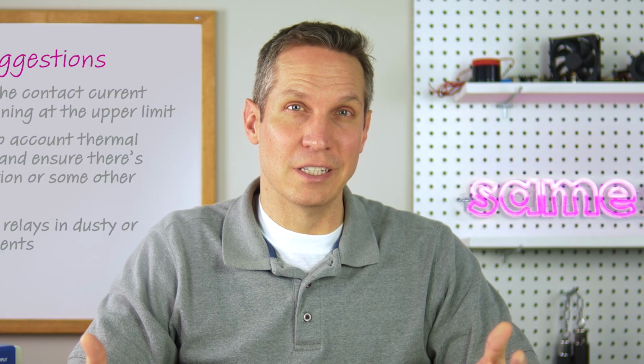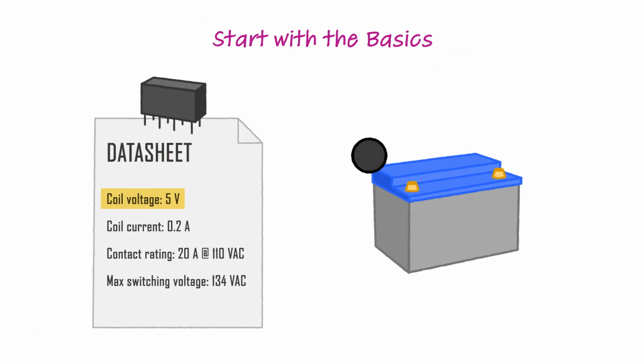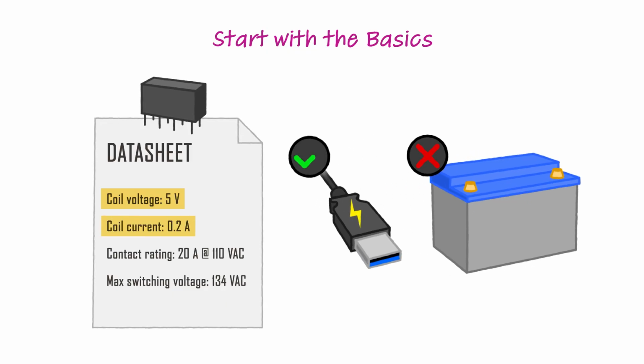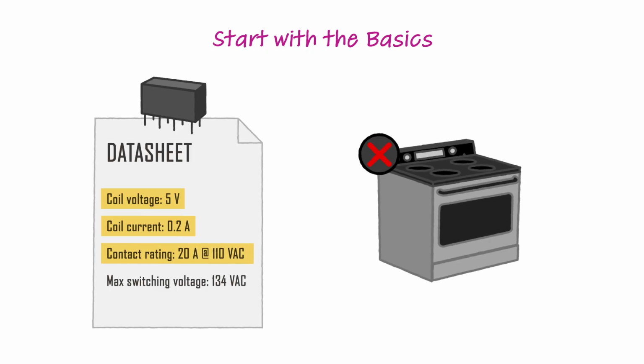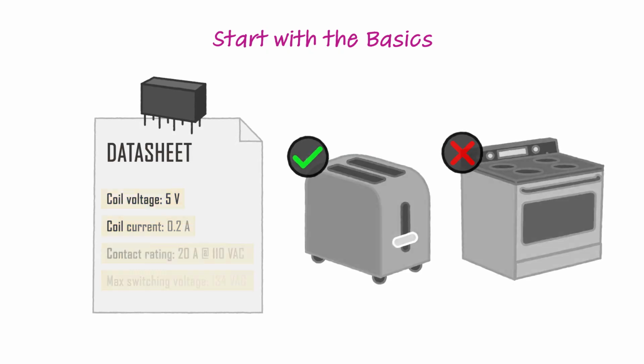Now that we know more about relays, the big question is, how do you choose the right relay? Always start with the basics. The coil voltage must match your system, and the coil current must make sense with the available power. Contact ratings must match the type of load, especially when you're switching inductive or capacitive circuits. Check the maximum switching voltage and make sure the load does not exceed this when engaging the relay.